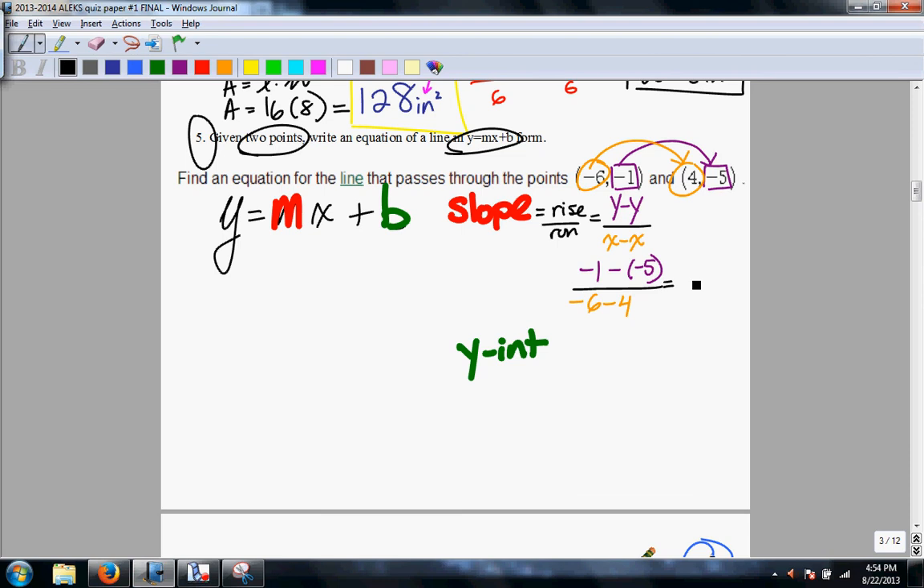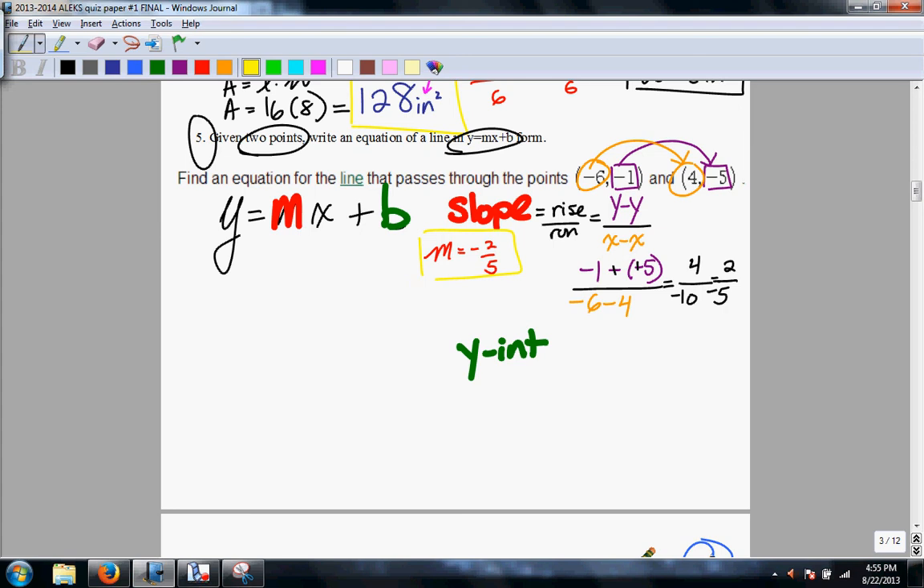Now let's clean this up. Double negative makes positive. So -1 plus 5 makes a 4 over -6 minus 4, -10. We can reduce. 2 goes in here twice, 2 goes in here 5 times. So my slope in this equation, my m, is going to be -2/5. Keep that in mind.